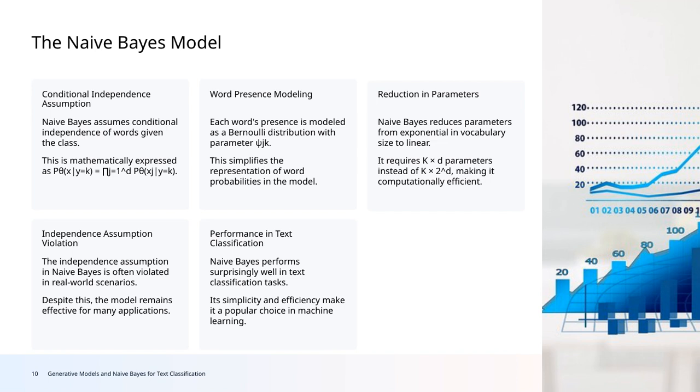When it comes to modeling each word's presence, naive Bayes uses a Bernoulli distribution with a parameter called psi_jk. This essentially simplifies how we represent the probability of each word appearing in a document, making calculations straightforward. Finally, the core assumption here is the conditional independence of words given the class. Mathematically, this means the probability of a document given a class is the product of the individual probabilities of each word, conditioned on that class. This assumption, while not perfect, allows naive Bayes to efficiently estimate class probabilities and perform well in many text classification tasks.